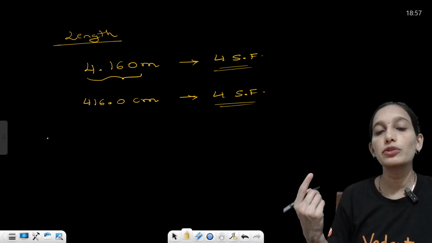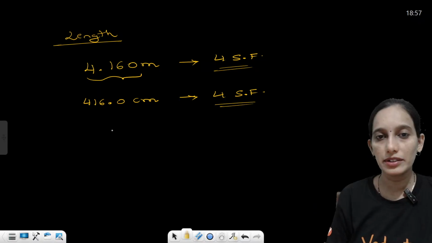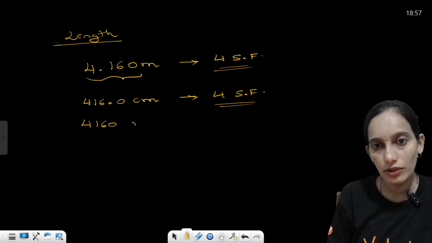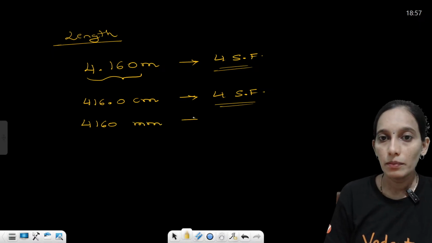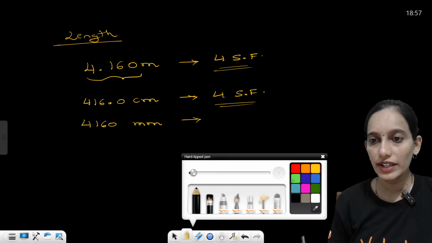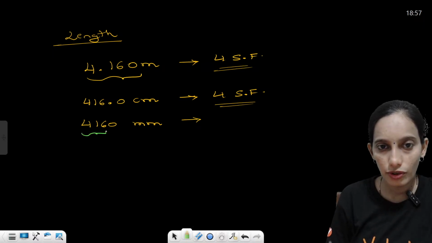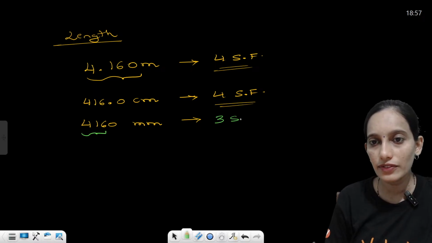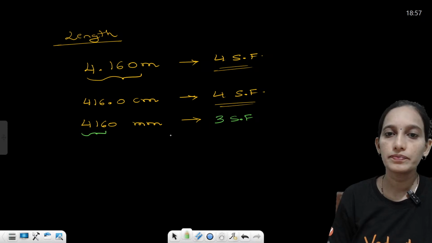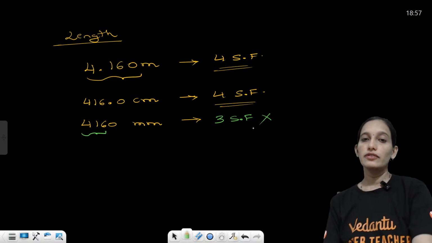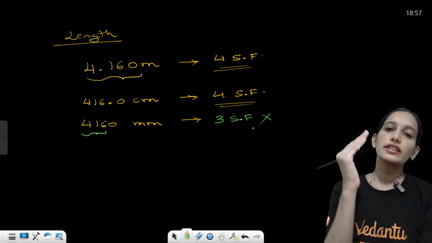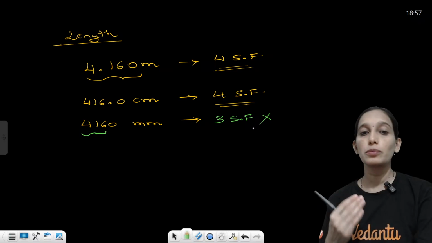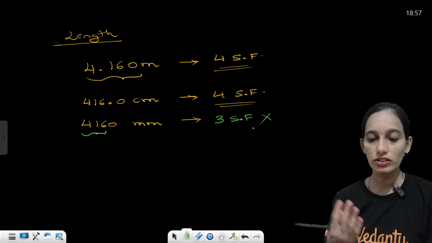Now I'll convert it into millimeters. Millimeter means 10 power minus 3 meter. Correct? So this can be written as 4160 millimeters. But now, what is the number of significant figures? Here 416 are significant, so we get 3 significant figures. But this is wrong, because if we go from one system of units to another, it is not supposed to change the significant figures.